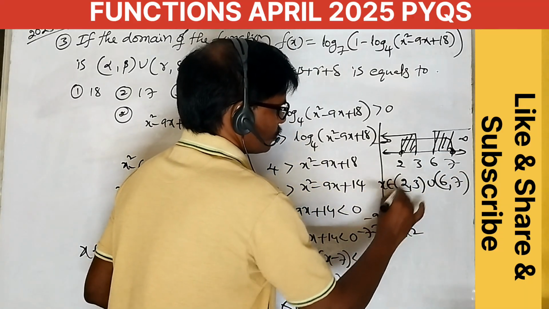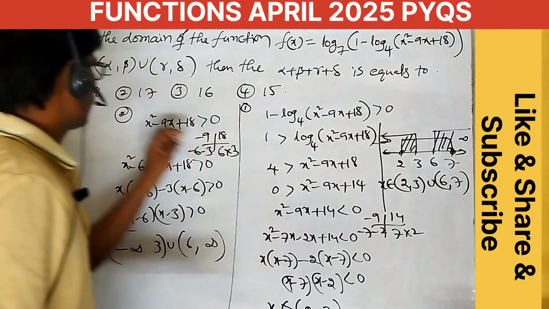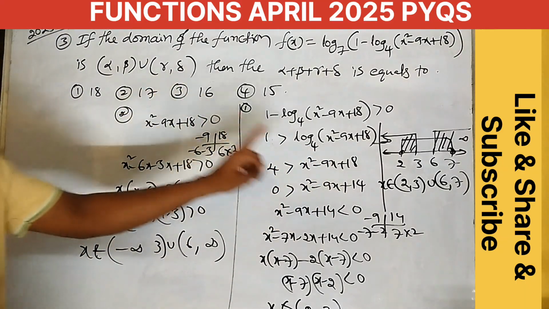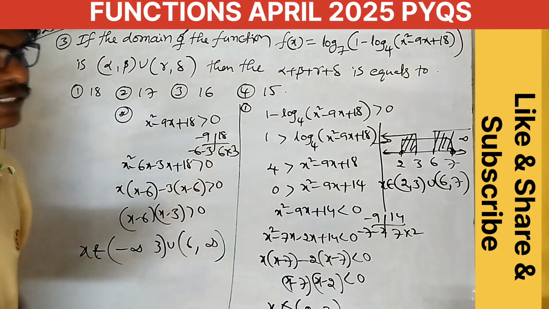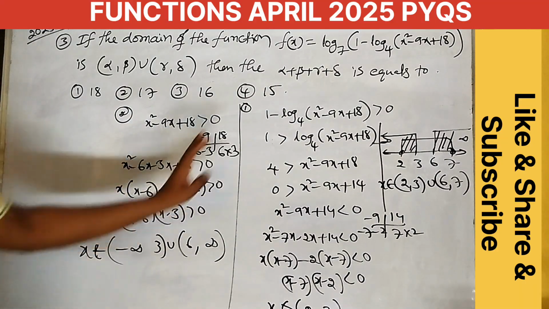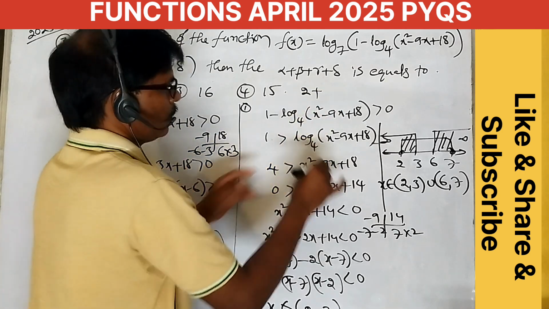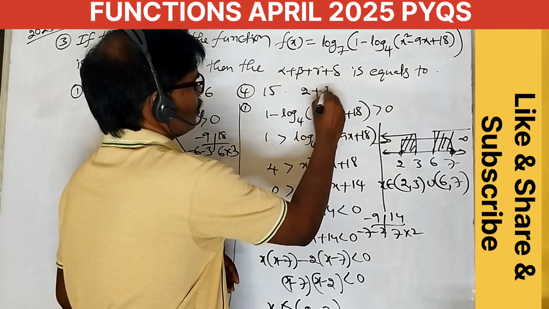This is the x belongs to. Okay, what is this one? Alpha is equal to what? Alpha is equal to 2 and beta is equal to 3 and gamma is equal to 6 and delta is equal to 7. What is the question asking here? Alpha is equal to 2. Beta is equal to what? Beta is equal to 3.